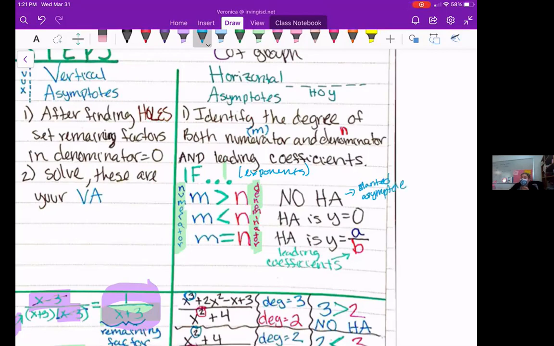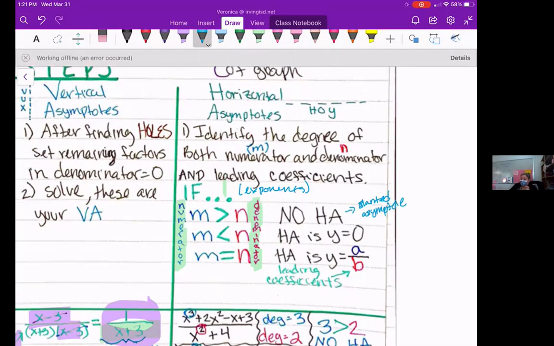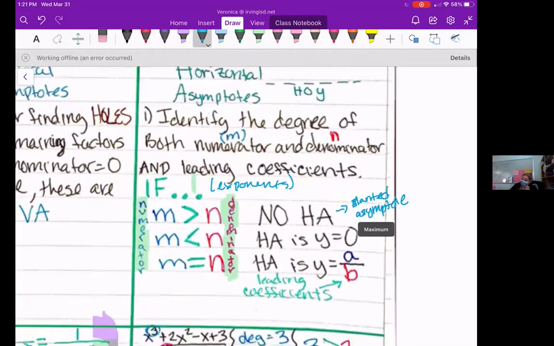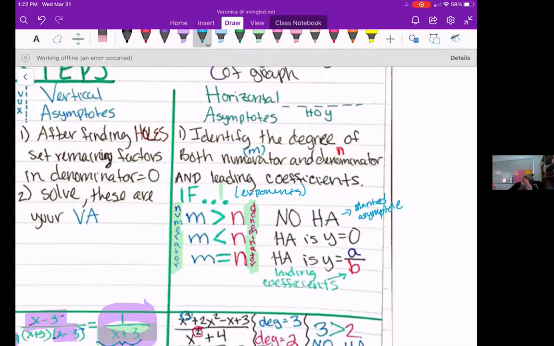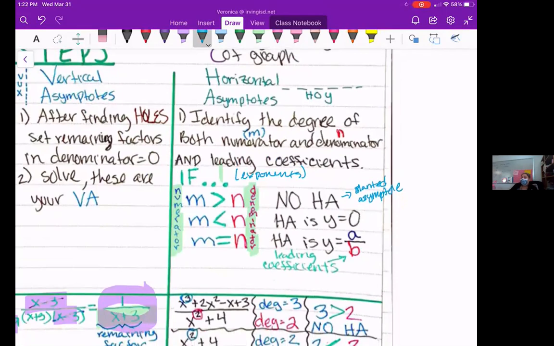Okay, and there's one example that has one. I will do it just so that y'all can see what that would look like. Now, if your numerator is less than the denominator, then your asymptote is automatically at y equals 0. And if the degrees of the polynomials are the same in both the numerator and denominator, then your horizontal asymptote is always going to be the leading coefficient, so a divided by b, and then simplify, whatever that may be, okay?